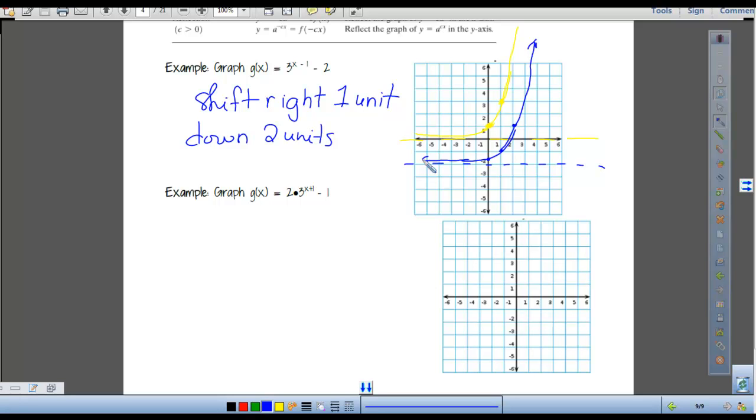All right, what about g of x equals 2 times 3 to the x plus 1, minus 1? I'm going to give you a second to try that one on your own. Try doing the basic graph and then going from there.